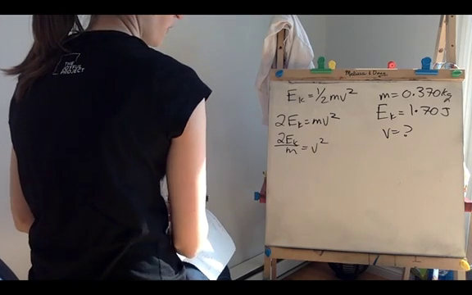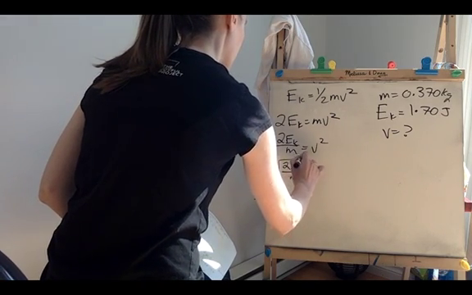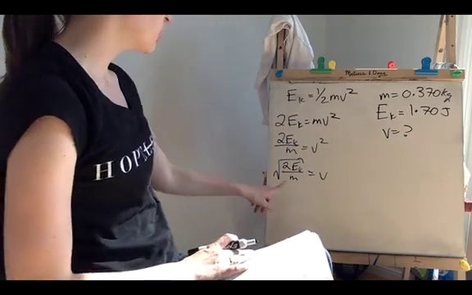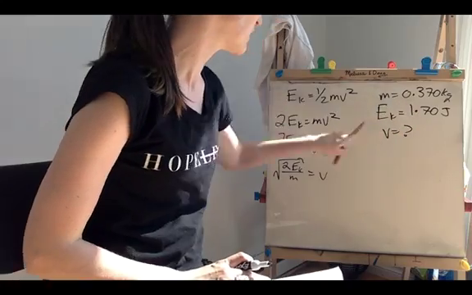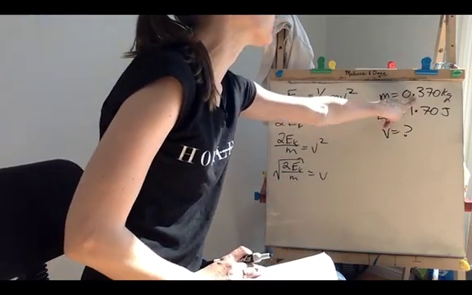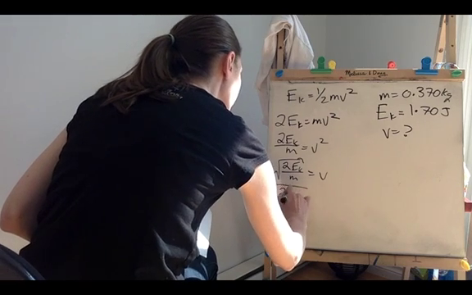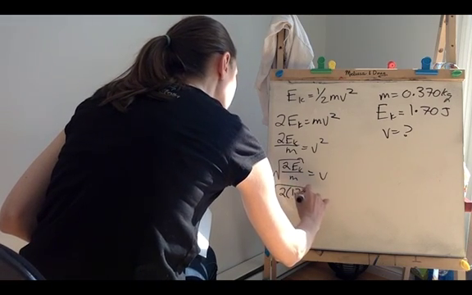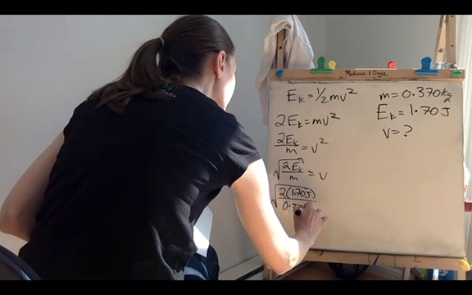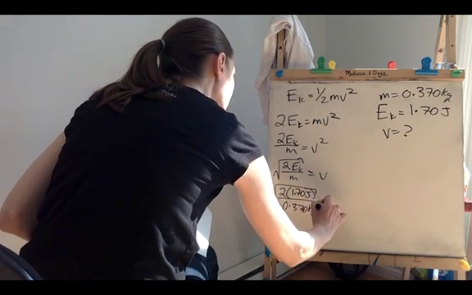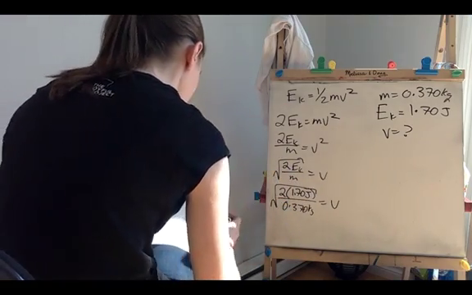And then I would just need to square root the velocity. Okay? So what I would just need to do at this point, now that I've rearranged the formula to solve for v, is substitute the 1.70 joules in for EK and the 0.37 kilograms in for m. So I would have the square root of 2 times 1.70 joules divided by 0.370 kilograms, and then square root it.